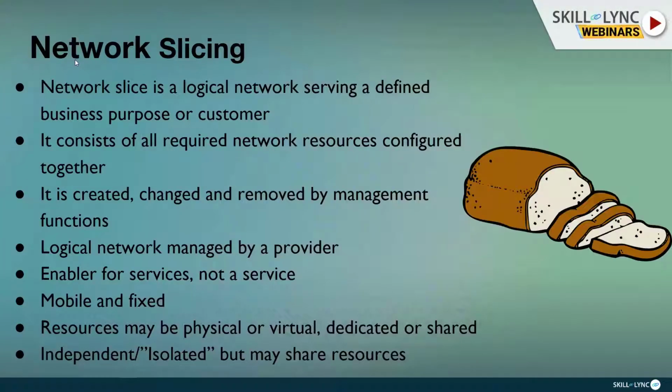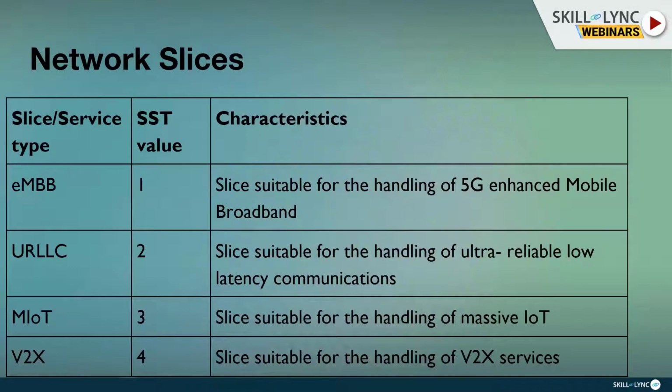All right. As I was saying, this is a concept called network slicing, where we are segregating a physical network into logical networks. It is an enabler of services, and it's not a service itself, so it will help you enable multiple services. Let's see, the 3GPP has defined the following slice values. This is the service slice type value, and these are fixed.